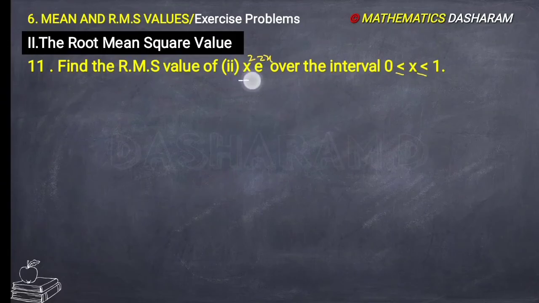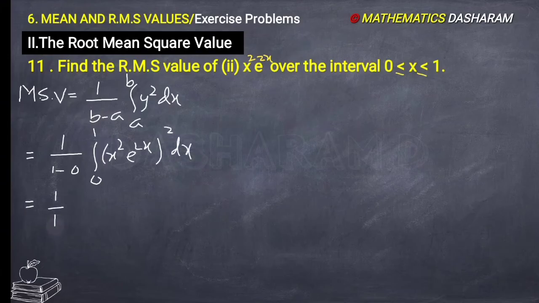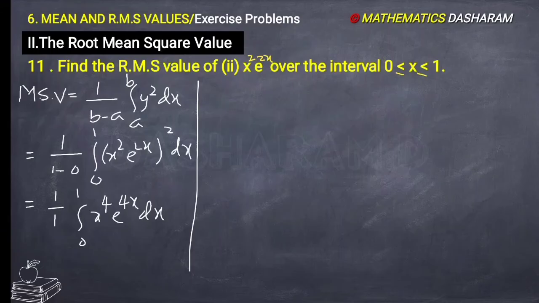Second question, x square into e power 2x over the interval 0 less than or equals to x less than or equals to 1. So 1 by b minus a, b value 1, a value 0, 1 by 1 integration 0 to 1 y square dx. So x square into e power 2x whole square dx, so it is equals to 1 by 1 integration 0 to 1 here x to the power of 4 into e to the power of 4x dx. So now use Bernoulli's rule.